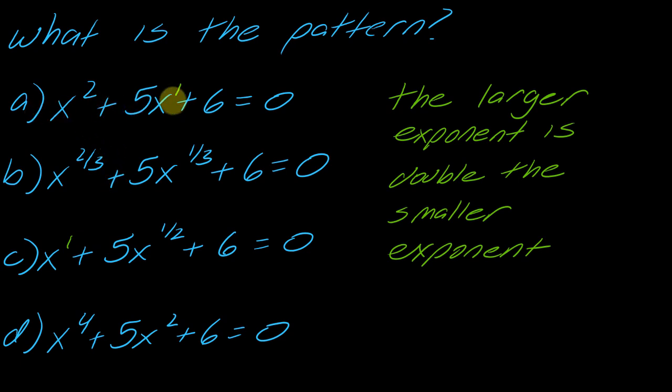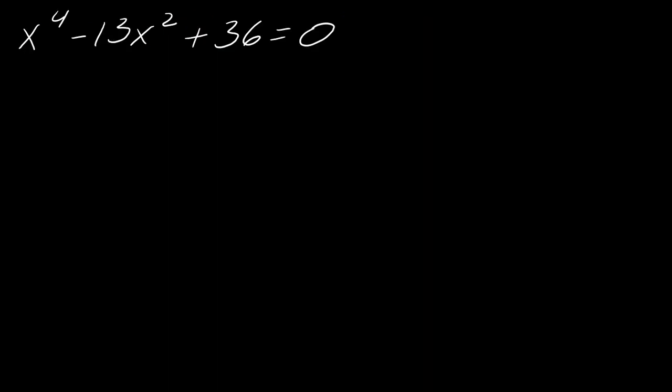And that's actually the pattern that also works with quadratics. So here I technically have an invisible exponent of 1. 1 times 2 is 2. So when this pattern holds, where the larger exponent is double the smaller exponent, we are allowed to use quadratic methods. And so what does that actually mean? Well, let's jump into an example now.